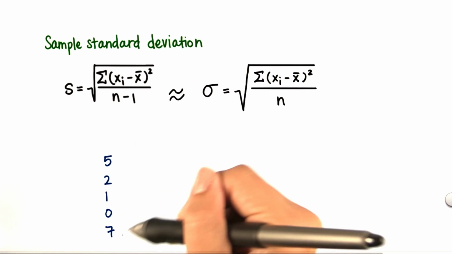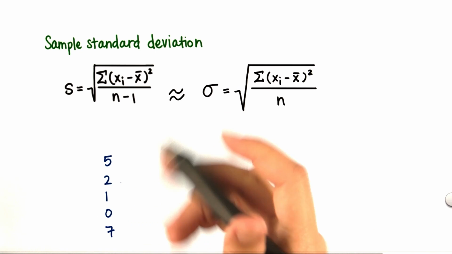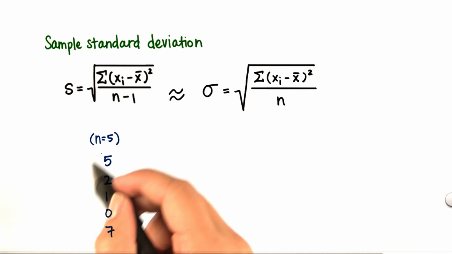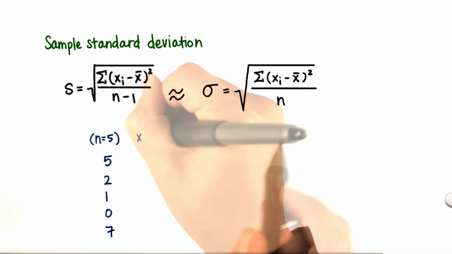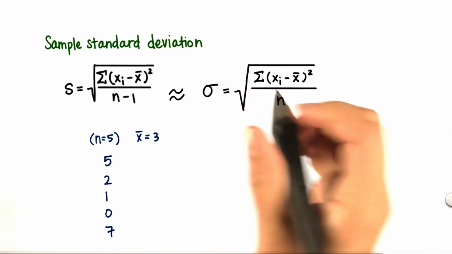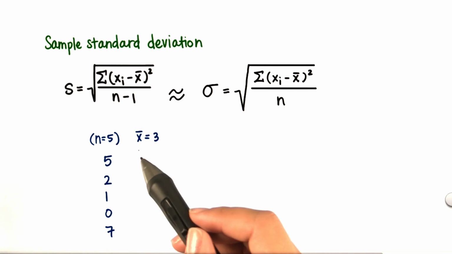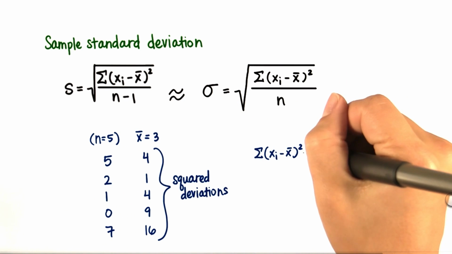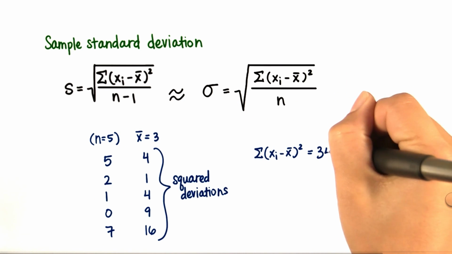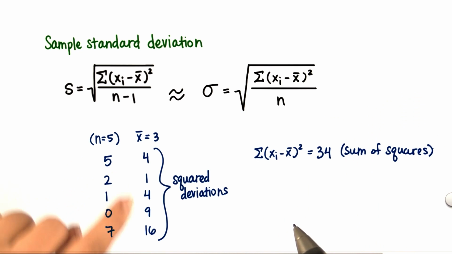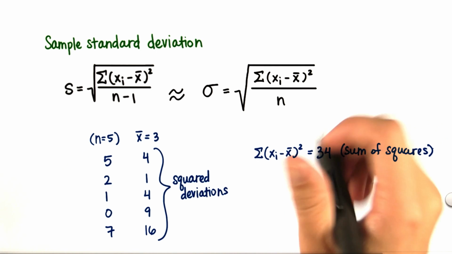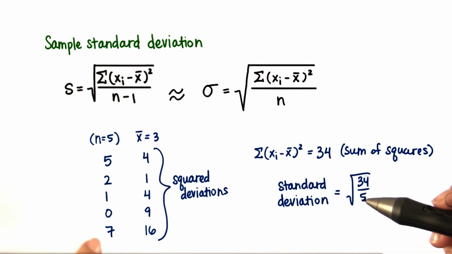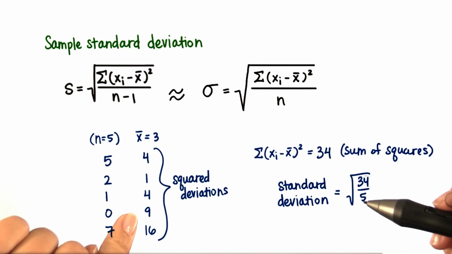For example, let's say we have this data set where n equals 5. To find the standard deviation of this, we would find the mean, which is 3, take each squared deviation from the mean, add up the squared deviations, which is also called the sum of squares, and divide by 5, or n. That's the standard deviation of these 5 values.